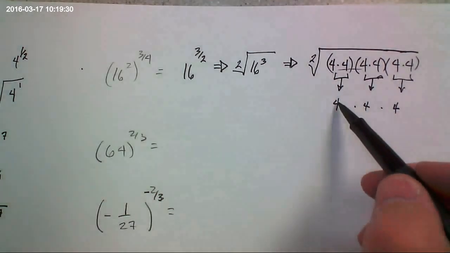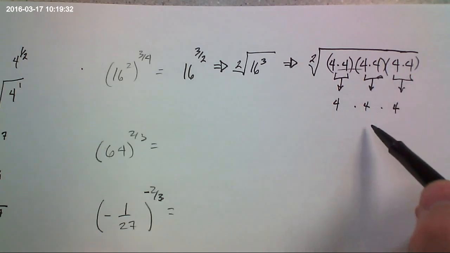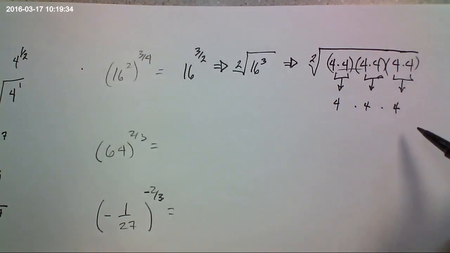The square root of 4 times 4 is 4. That's 64. So 16 squared to the 3/4 power is 64.